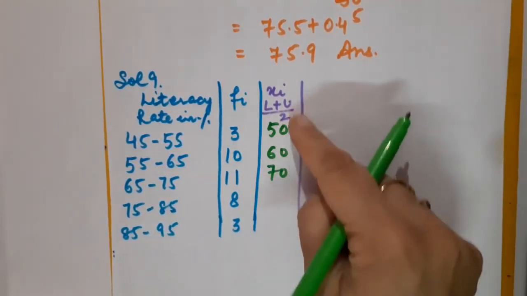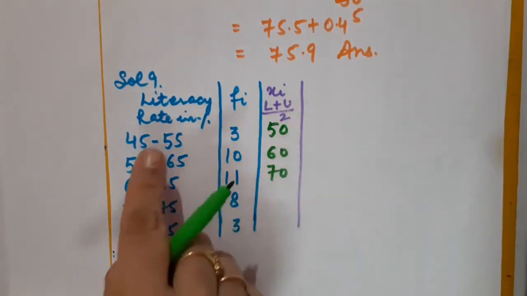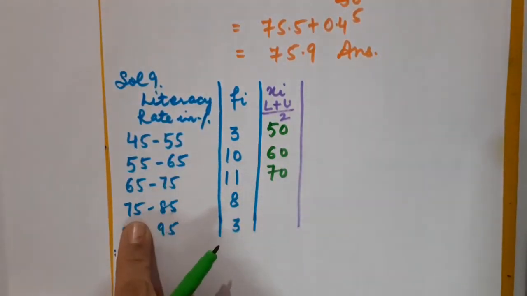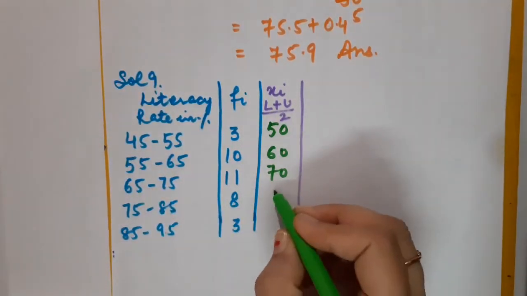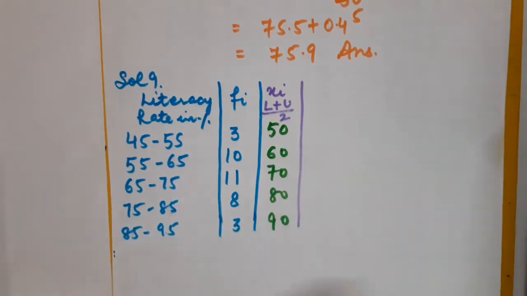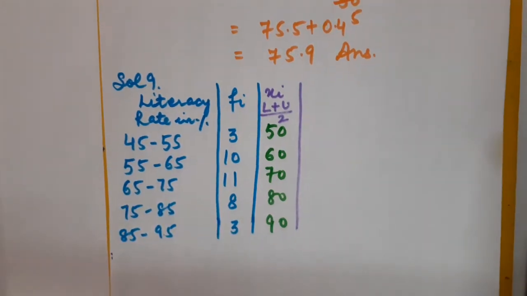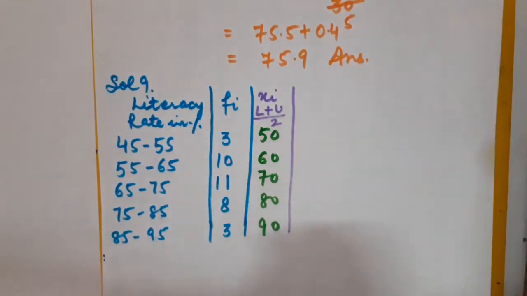Here you can observe that there is a gap of 10 and class size is also 10. Class size is what? Upper limit minus lower limit. So next one will be definitely 80 and the last one will be 90. Correct? Now this is complete xi.